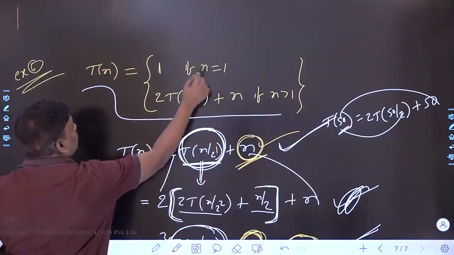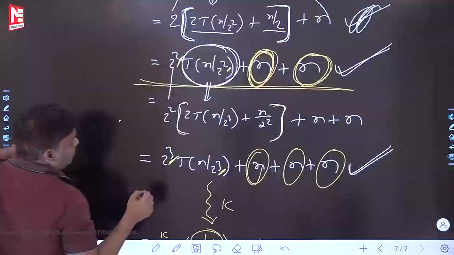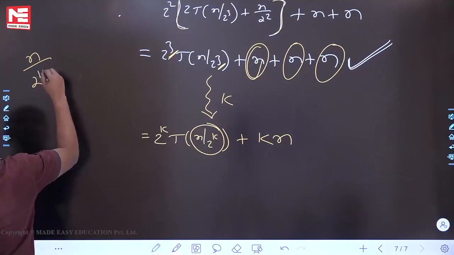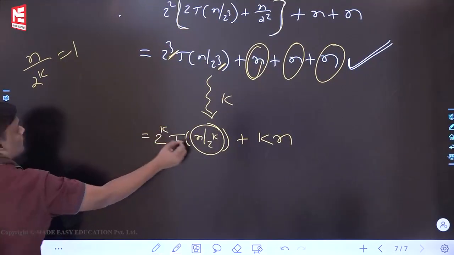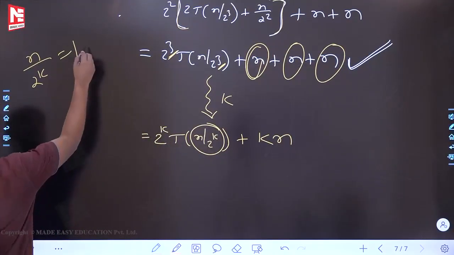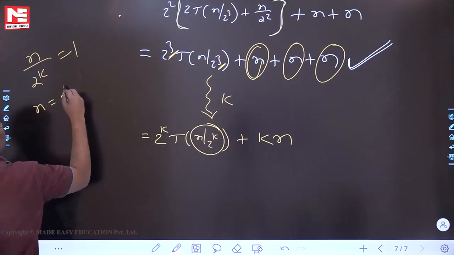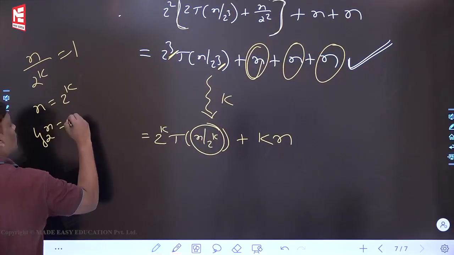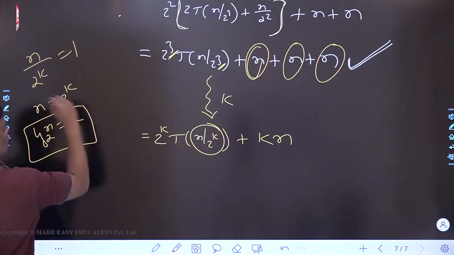N value 1, then answer is 1. I think 1 should come. This should be 1. Let me check here. N by 2 power k should be 1. Then only it will stop. So n by 2 power k is equal to 1 means n is equal to 2 power k. Apply log. Log n base 2 is equal to log 2 power k base 2. So k is log n base 2.